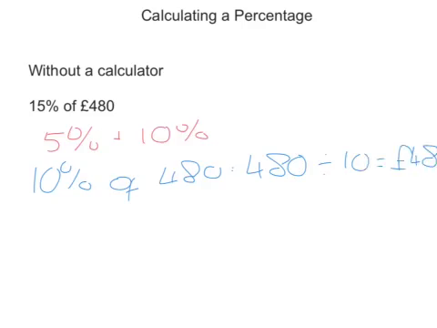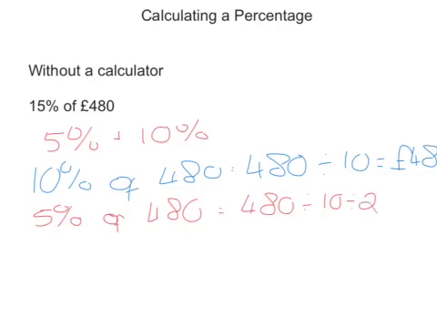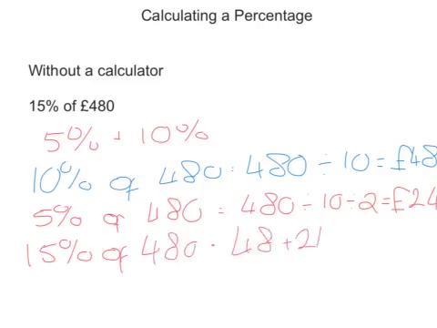Okay, and then for 5% of 480, we do 480 divided by 10 divided by 2, because 5 is half of 10, and this is equal to 24. And then to find 15%, we are doing 48 plus 24, which makes 72. So 15% of 480 is £72.